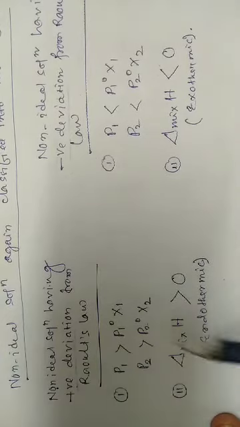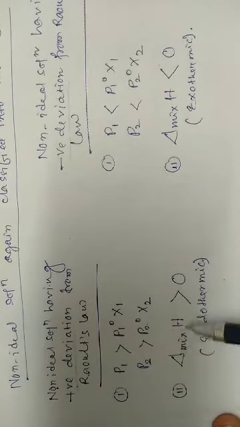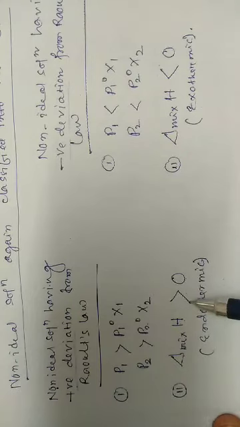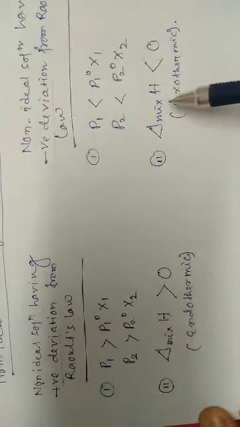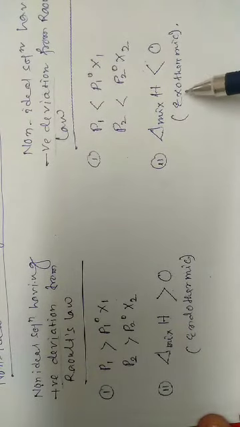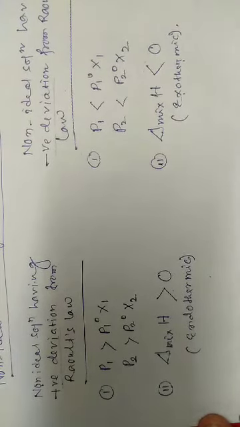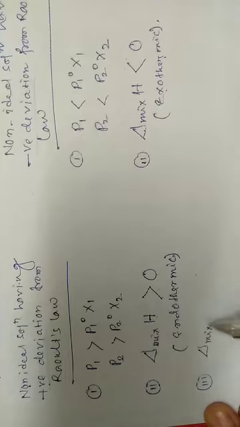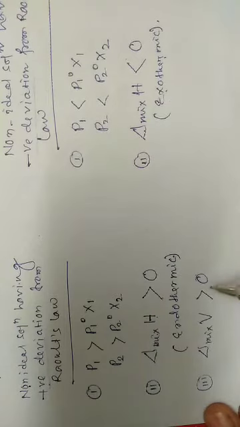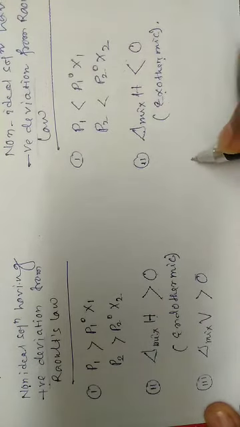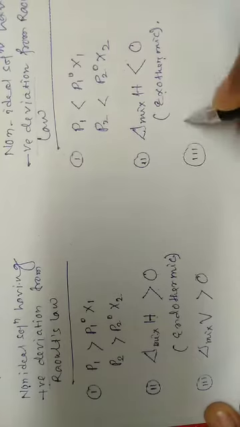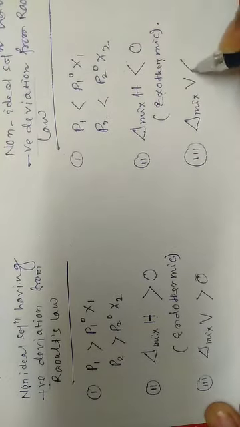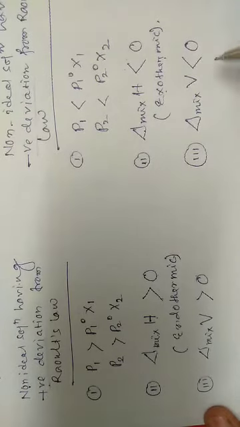So in positive deviation, enthalpy change is greater than 0, that means positive. And in negative deviation, enthalpy change is less than 0, that is negative, that means the process is exothermic. Third difference: volume change during the mixing of two components is greater than 0. That means volume increases during the mixing of two components. And in negative deviation, volume change during the mixing of two components is less than 0. That means volume decreases during the mixing of two components.